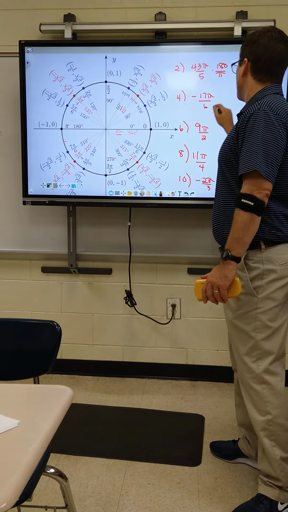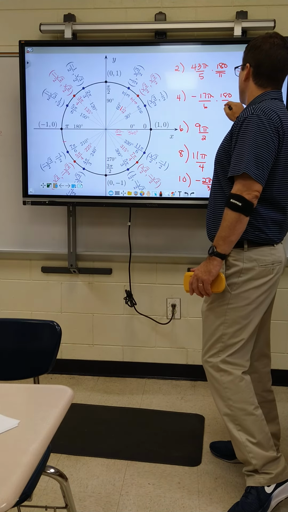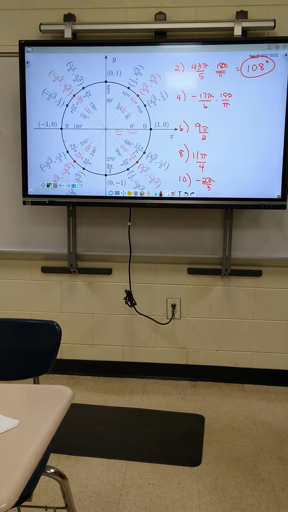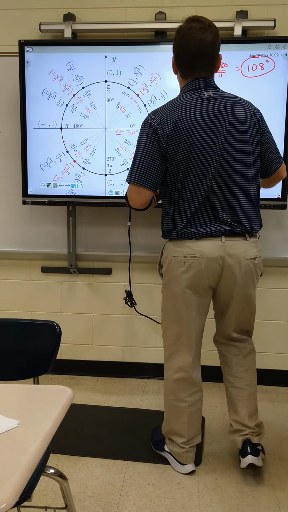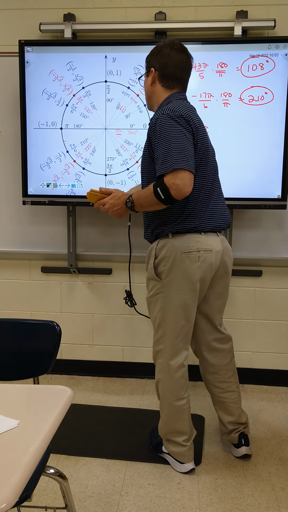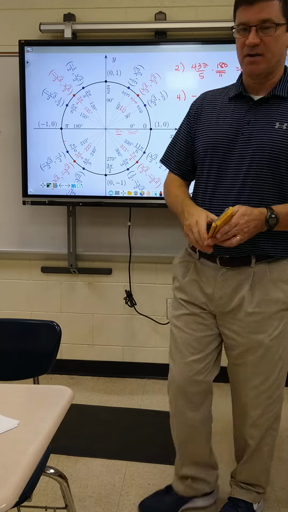All right, y'all do the same thing on number 4. Times it by 180 over pi. That will make it a degree first. All right, I got what Jason's got, 210. All right, y'all do the last 3 by yourself. We'll just check them. Do 6, 8, and 10.